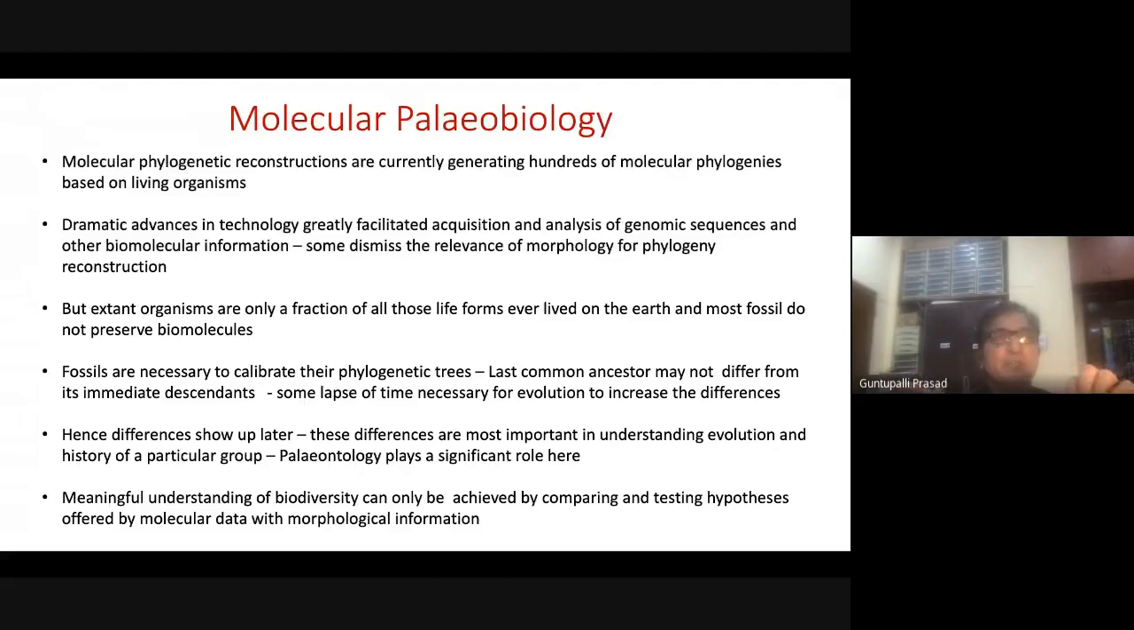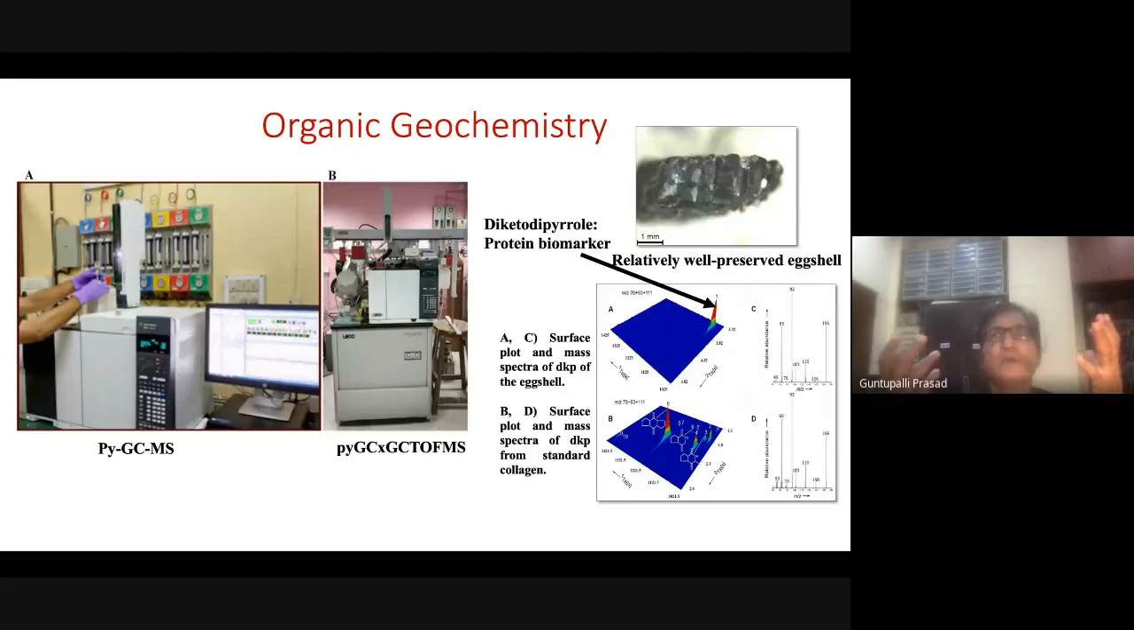And of course, many times molecular divergence time estimates are not close to what the paleontologist suggests on the age or the origin of the fossils. But generally, by an integrated study of the molecules and fossils, we have been able to narrow down these differences in recent years. And so we are now also working on the biomarkers, many of which you can extract from the sediments or from the fossils.